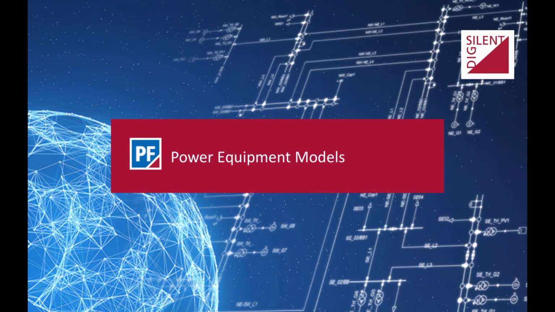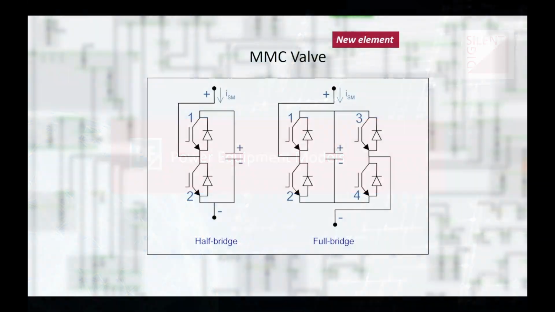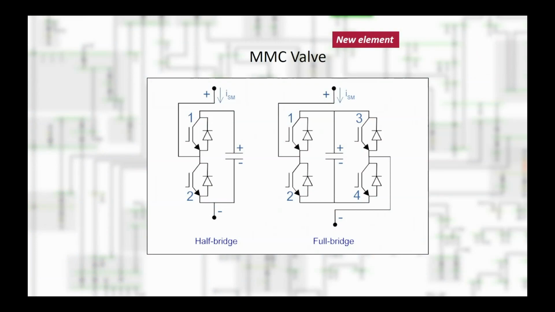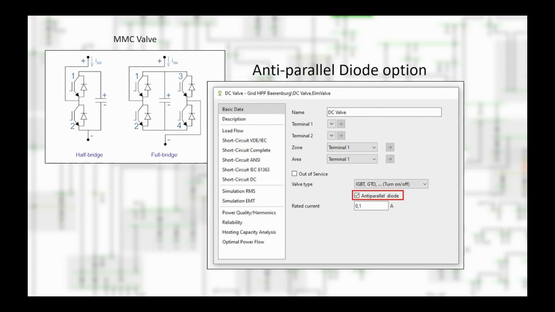As in every new PowerFactory release, the network models are improved and extended. Let us have a look at some of these, starting with developments relating to power electronics. The capability for modeling modular multi-level converters is extended with the introduction of the new MMC valve object. This allows users to model the individual submodules of MMC converters, including submodule capacitors, IGBTs, and anti-parallel diodes.